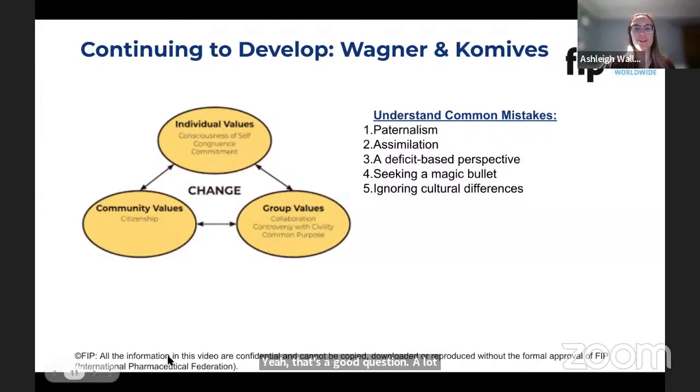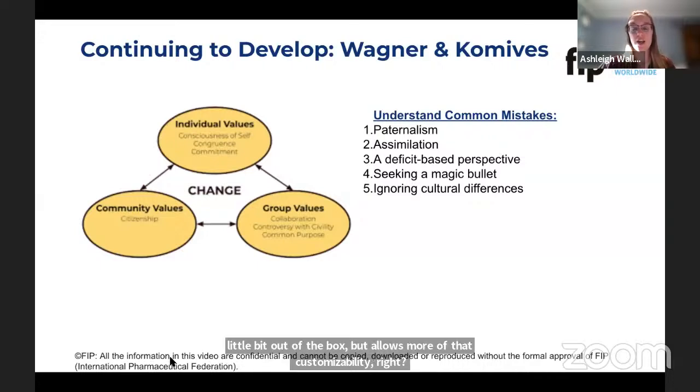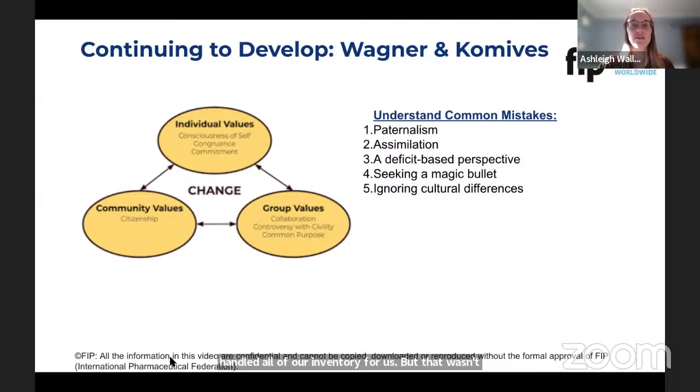A lot of times when you're needing an additional resource or you need a new technology, you basically know what your needs are. Sometimes that may evolve over time, right? I tend to lean and gravitate more towards things that are a little bit out of the box, but allow more of that customizability, right? And just the ability to be creative, right? So thinking about that inventory app, there's software out there that's available that we could have bought and we could have downloaded and it could have handled all of our inventory for us. But that wasn't really a sustainable solution for us. So thinking about different ways that you can use the same technology for multiple different uses, there's so many free options out there, right? And so that's just something to think about.